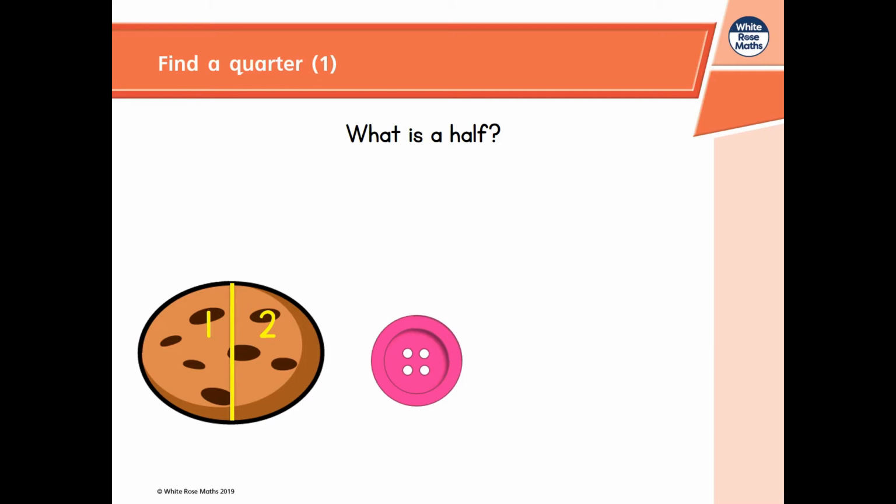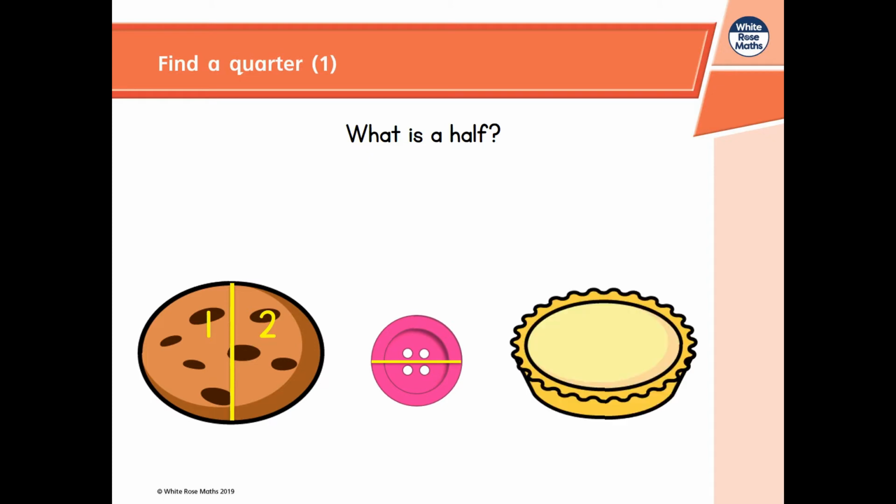Would you be able to show half of this button? Yes, we could draw a line like this. That would show 2 equal pieces. One of them is a half. And finally, we've got a tart. How could we share the tart with 2 people? Each person would want a half. We could cut it right down the middle, 2 equal pieces, and we would each get a half.